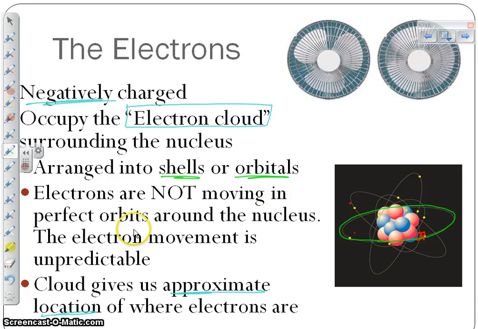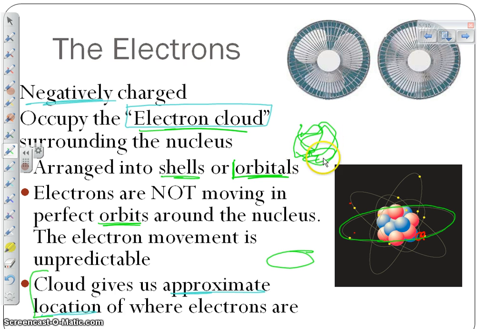Since it's impossible to predict where the electrons are going to be, the cloud gives us a general location of where the electrons are. We can say with 95% confidence that the electron will be in this given area. So that's what we mean when we say electron cloud. The big deal here is they're arranged into orbitals, not perfect orbits. A perfect orbit would be a perfect circle. They don't do that. Orbitals are more like, they're going to be around here someplace. We just don't quite know where, when, why, etc.